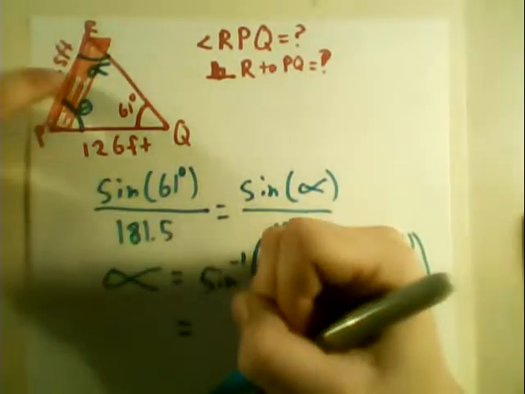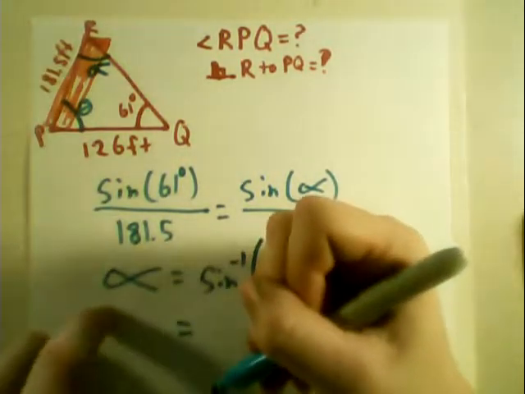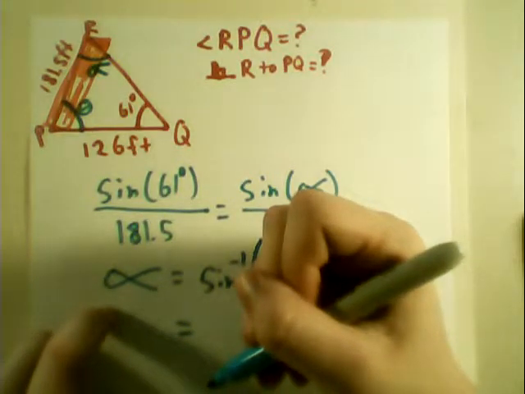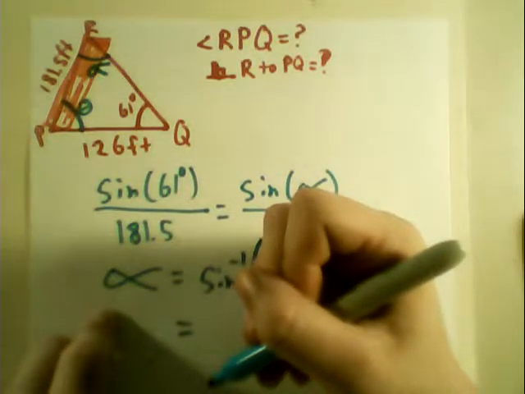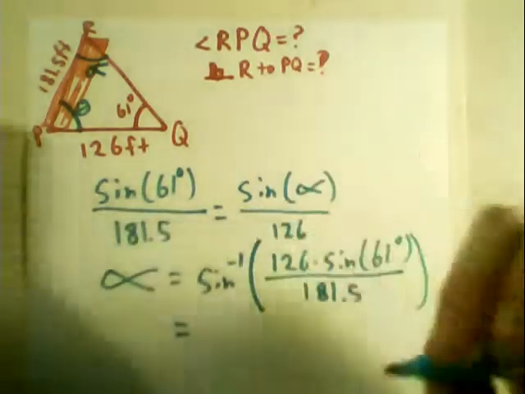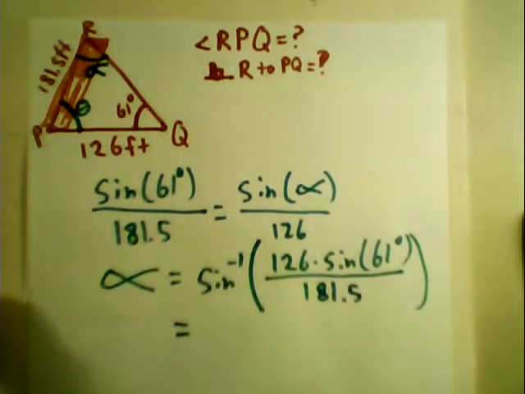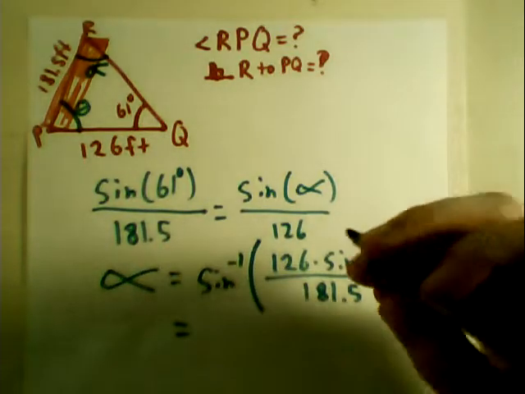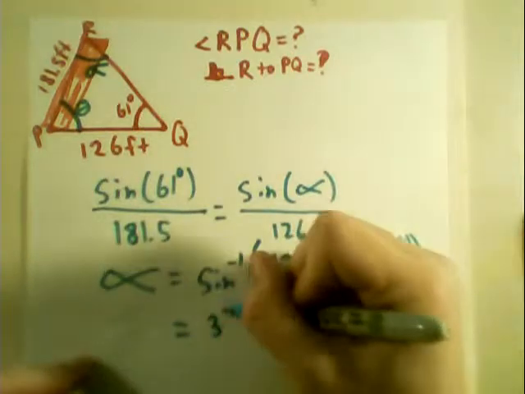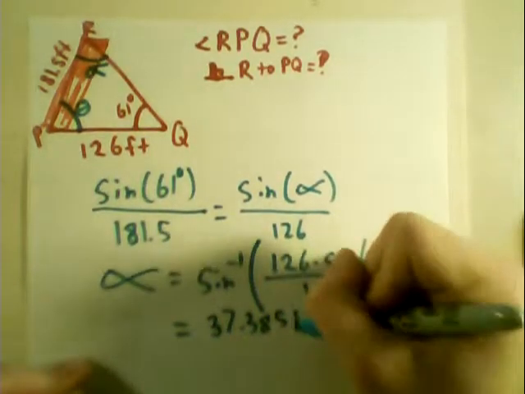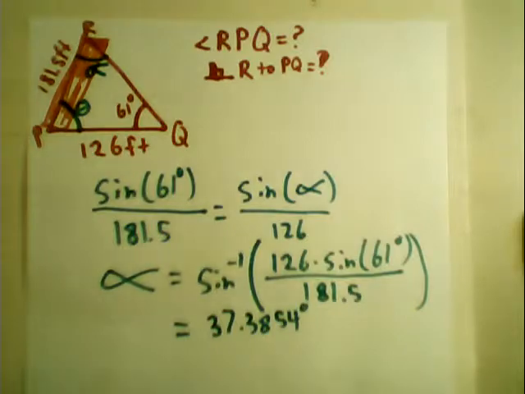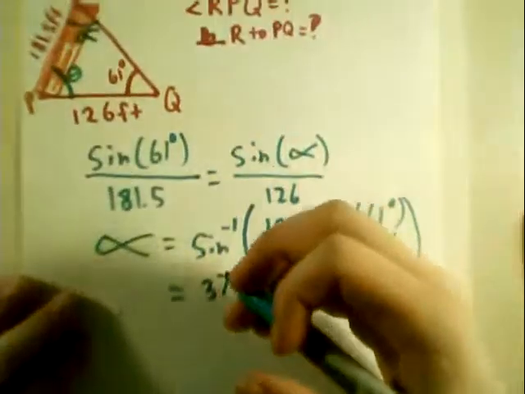And alpha, which is our top angle, will equal, let me type it in. It will equal 37.3851 4 degrees. Okay, so knowing that, we can now find theta by subtracting the angles.